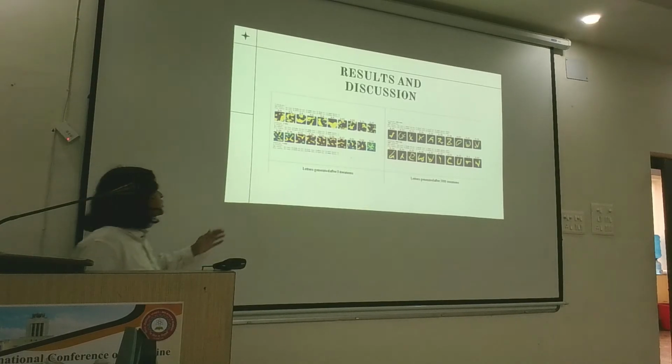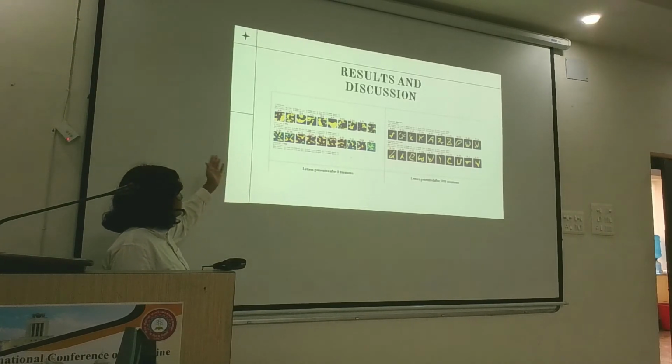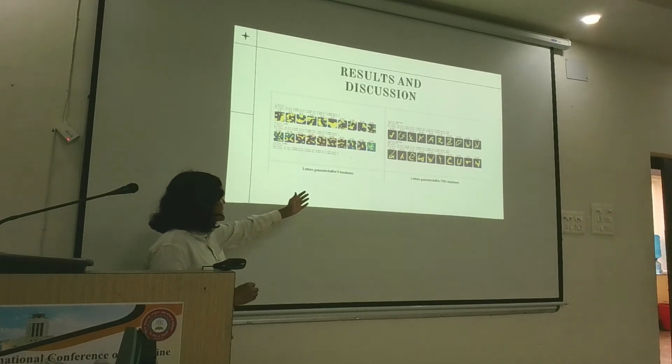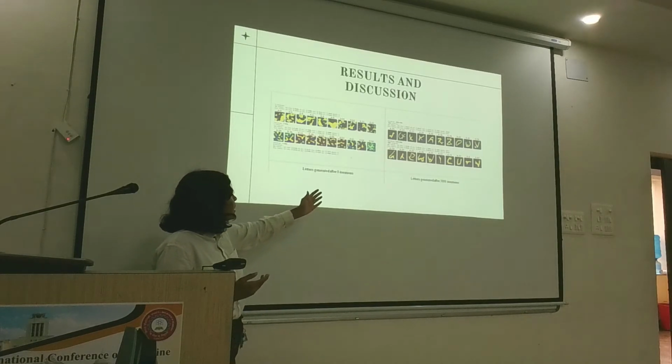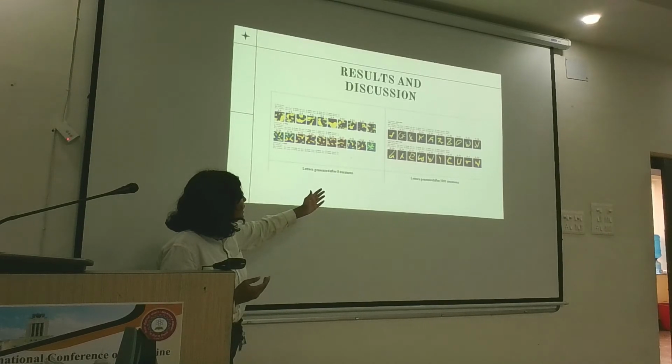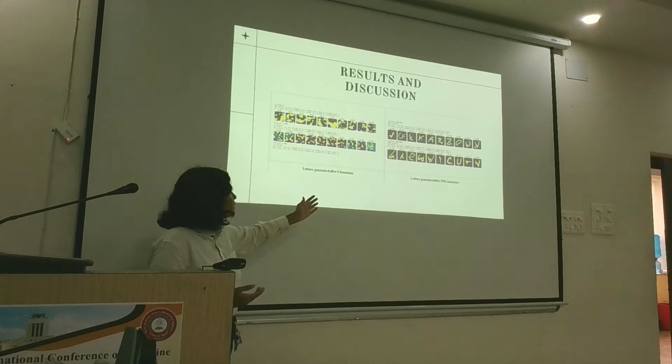These are the letters generated after 0 iterations. This is completely noisy and we cannot make much sense of it. But these are the letters generated after 5,000 iterations. So these can be quite clearly made out. We can quite clearly make out most of these letters.